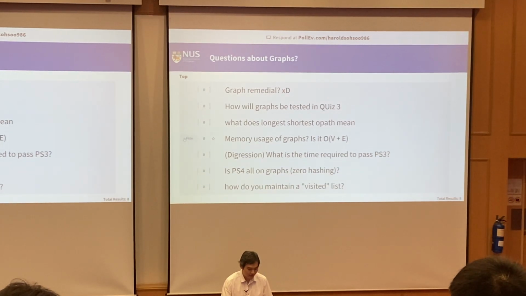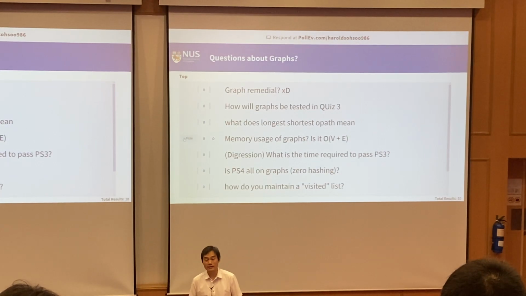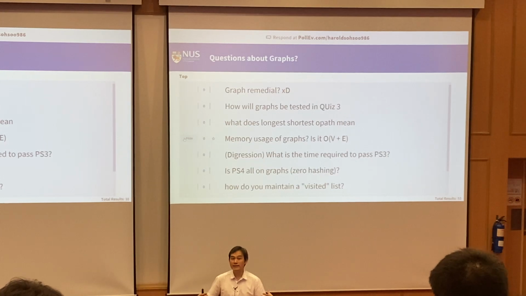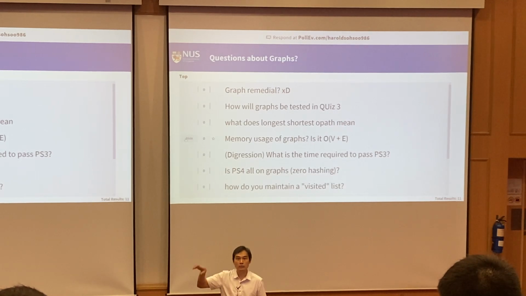Memory usage of graphs, is it O(V + E)? It depends on your structure, right? If you're using an adjacency matrix, what is your memory usage? V squared, right? It's just a big matrix with all V nodes by V nodes, so it's V squared. If you're using an adjacency list, then it's O(V + E), because you need to store V cells, and then for each of them, you store your edges in those linked lists.